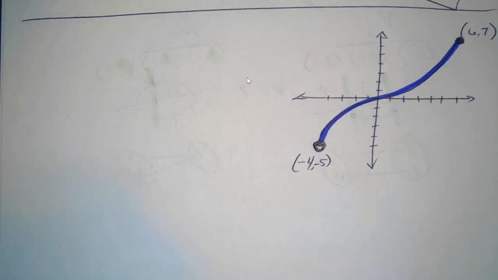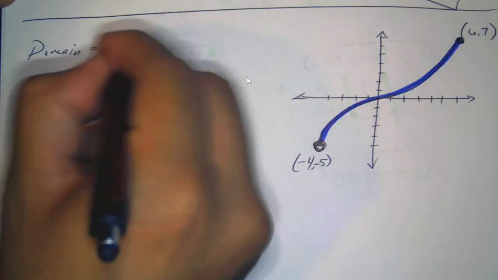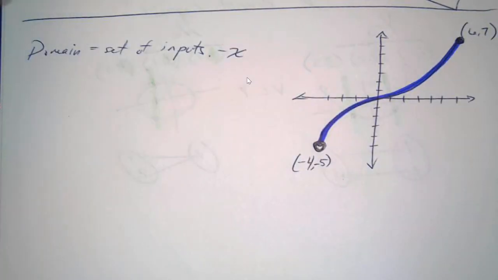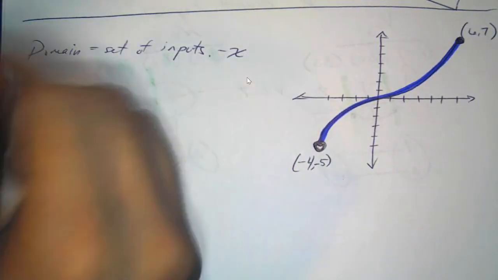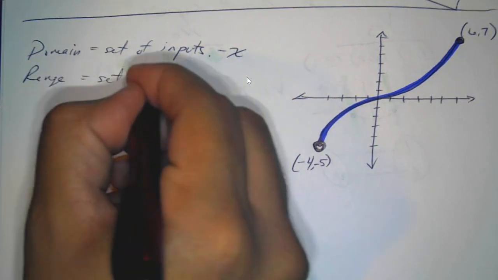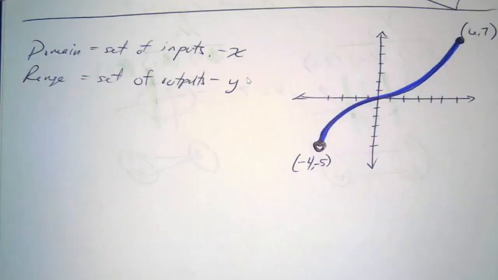Now, let's not forget what domain and range is. Domain is our set of inputs, also known as our x. What x's are used in this function? Range is a set of outputs or our y's.